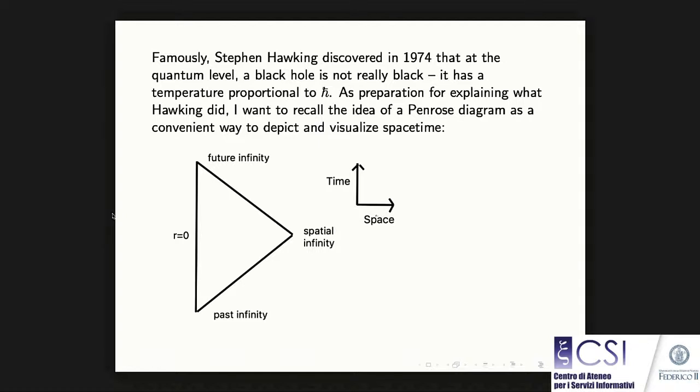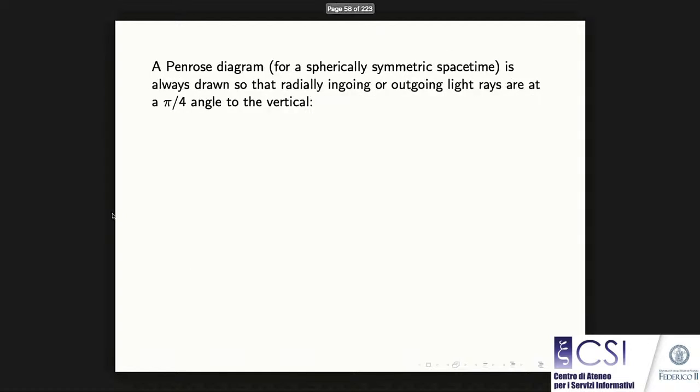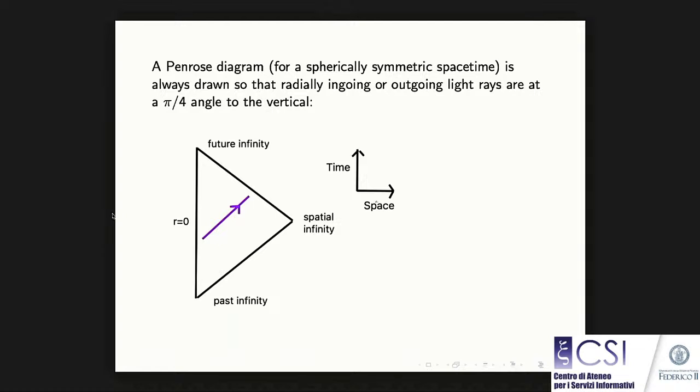As you go out, the diagram is usually drawn so that ingoing and outgoing light rays are at a pi/4 angle from the vertical. In fact, I've drawn that on the next page. So here, this purple line is meant to be at a pi/4 angle from the vertical, and that's the trajectory of an outgoing light ray traveling at the speed of light. An ingoing light ray would similarly be on a pi/4 angle from the vertical, but going in. So the time and the radius both go to infinity up here.